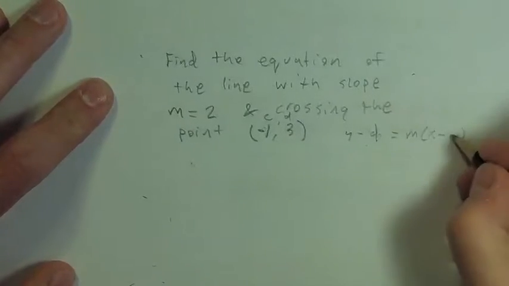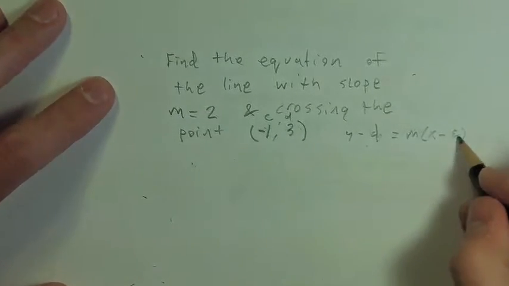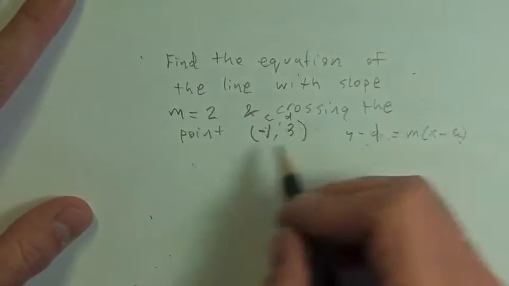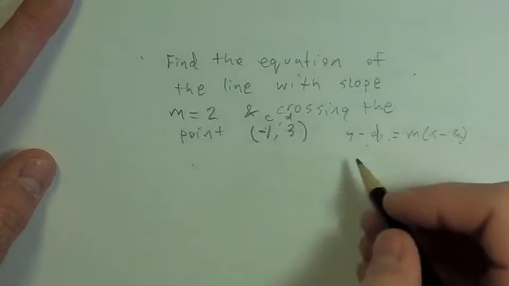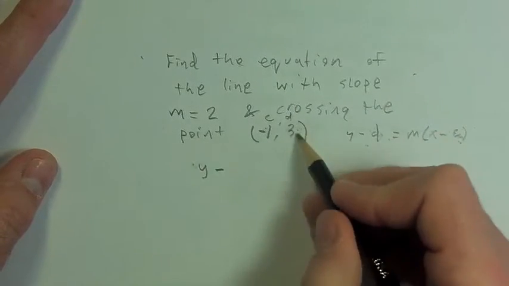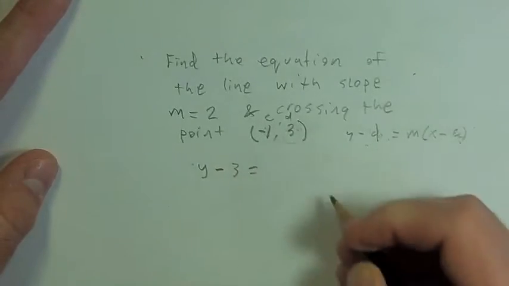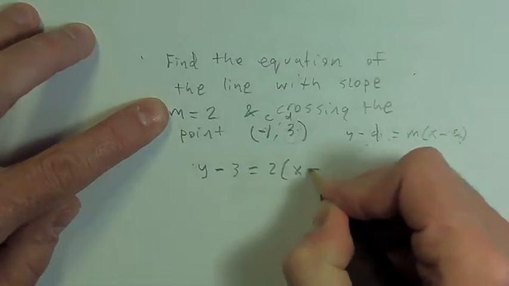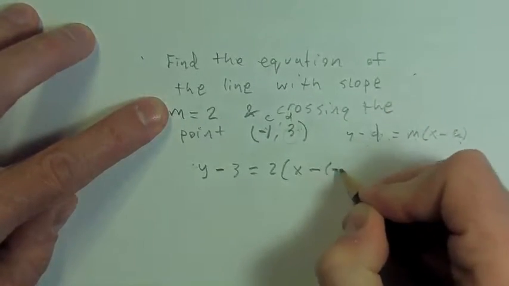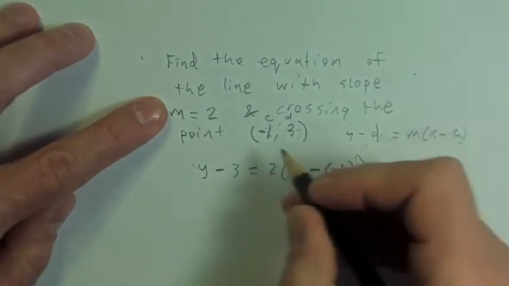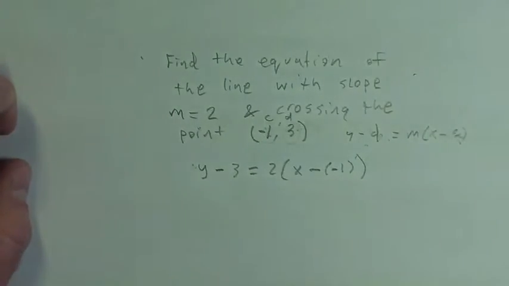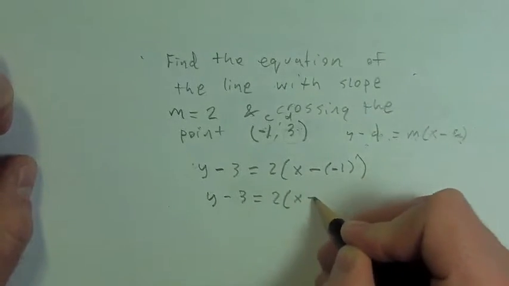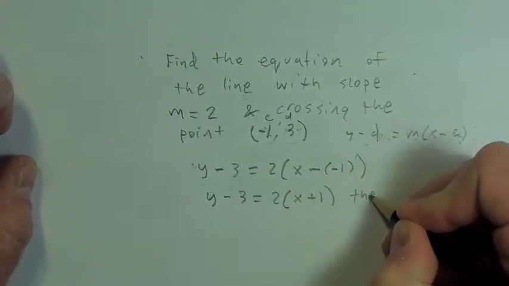But basically we're going to take the x value from the point and put it here, and the y value from the point and put it here, and then the slope we have. So it's going to be y minus the y value, 3, is equal to m, which is 2, times x minus now the C, the x value. Here it's -1, so we're going to do x minus -1. Okay, so we get y minus 3 is equal to 2 times x plus 1. So this is the point-slope form.